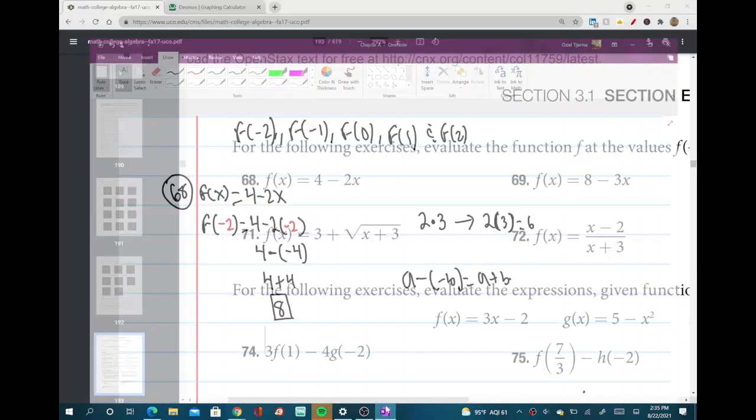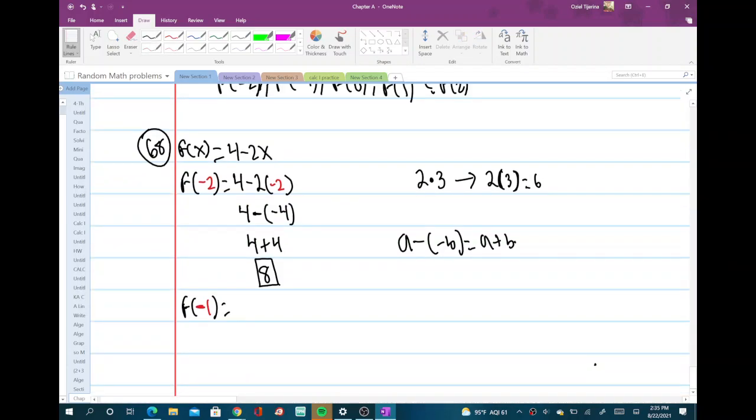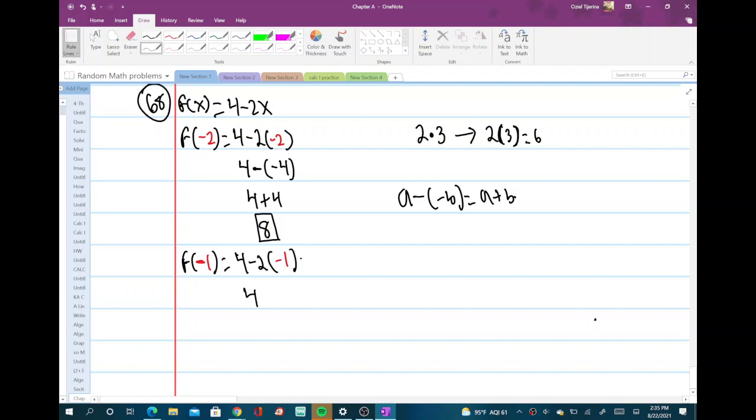Okay, now let's do f of negative 1. I'm going to do the same exact thing. F of negative 1 is going to be 4 minus 2 times negative 1. This is really 4 minus negative 2, which is 4 plus 2, which is 6. You can do it another way. If you really understand that a negative times a negative is positive, you could just say 4 plus 2. You don't even have to do 4 minus negative 2. You can just do 4 plus 2, and that's 6, right?